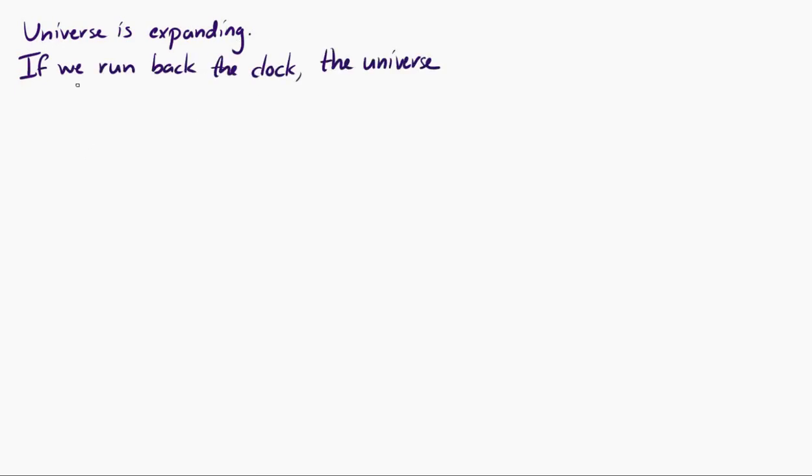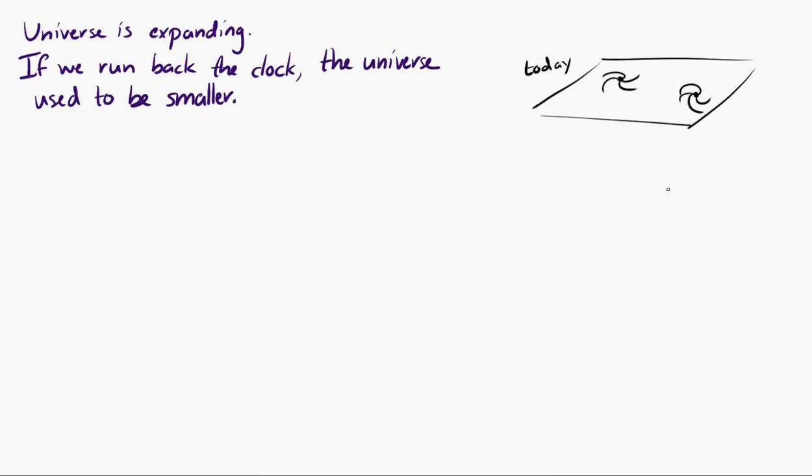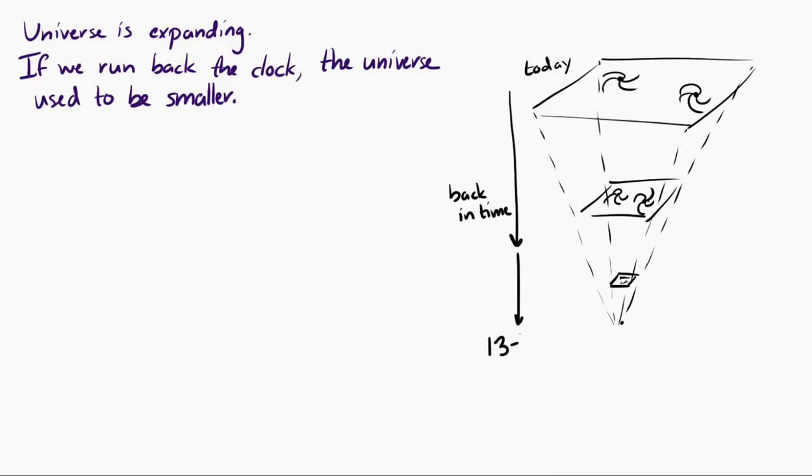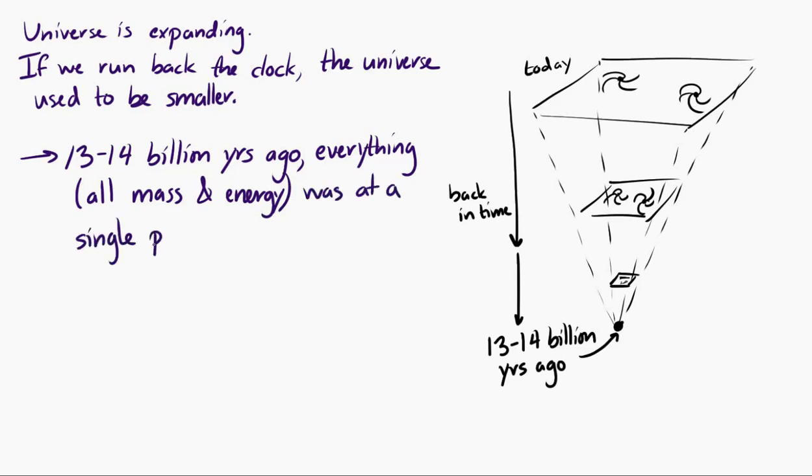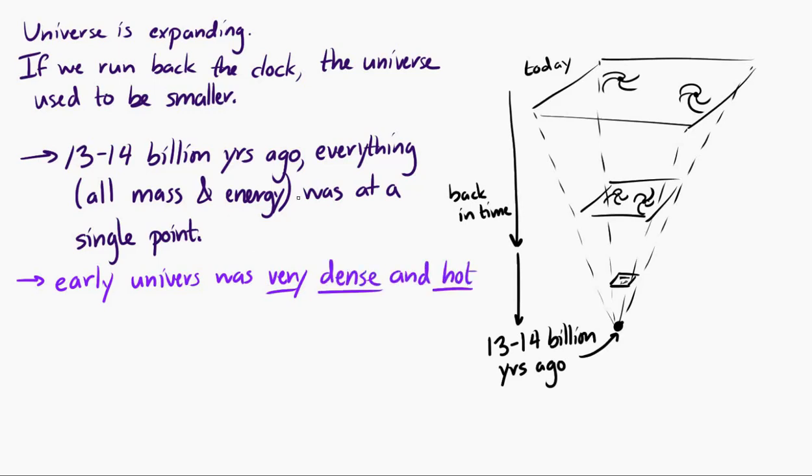All right, so the universe is expanding. That means that if we go back in time, the universe must have been smaller than it is now. And if we run the clock backwards, the universe would shrink back to a single point. The motion of galaxies suggests that about 13 to 14 billion years ago, everything in the universe was contained in a single point. And if all of the matter and all of the energy was contained in a very small volume, the early universe must have been very, very dense and very, very hot. And this start to the universe is called the Big Bang.